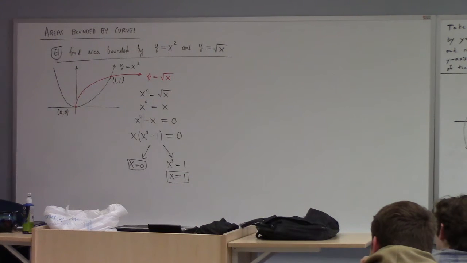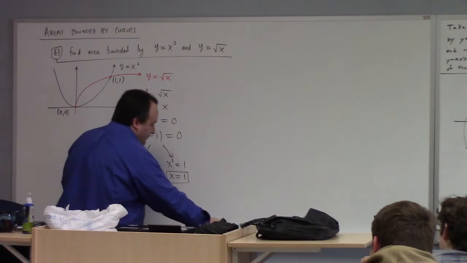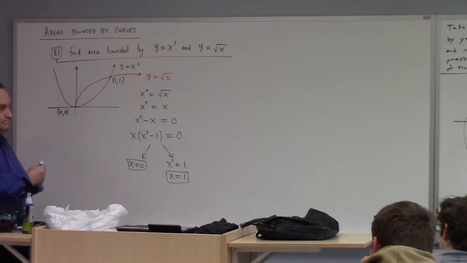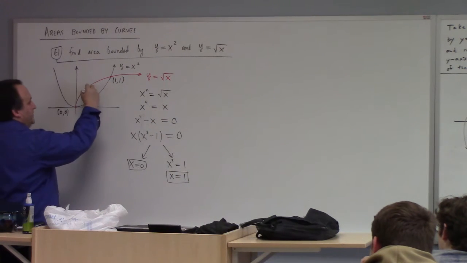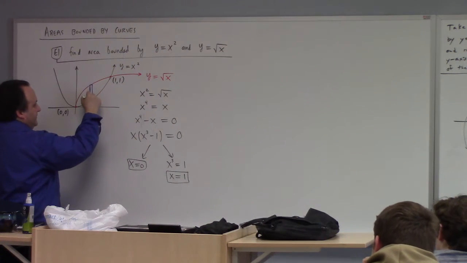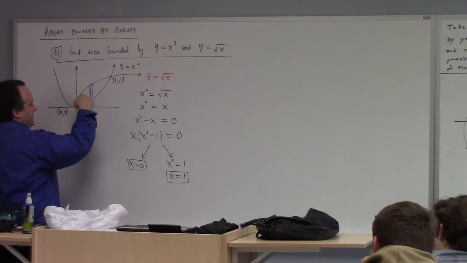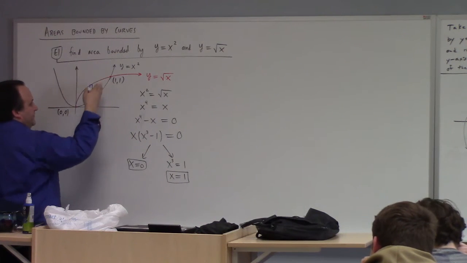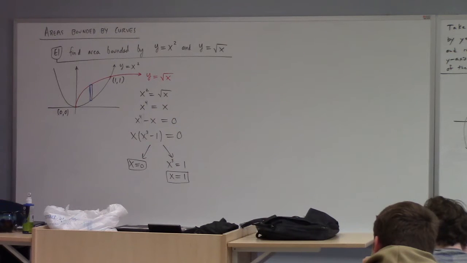What you want to do is draw your typical approximating rectangle. Here, I'm going to use vertical rectangles like this. The idea is I can slice this area up into a bunch of little rectangles like this. Chop, chop, chop, chop, chop, right? And I can figure out what's the area of a typical one.